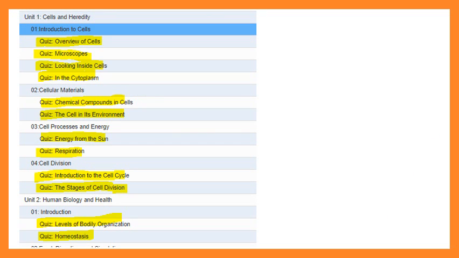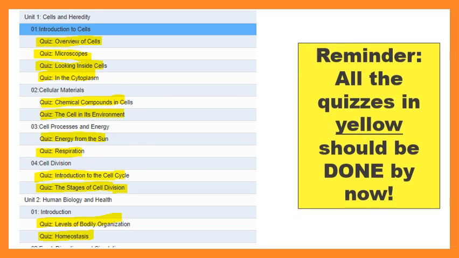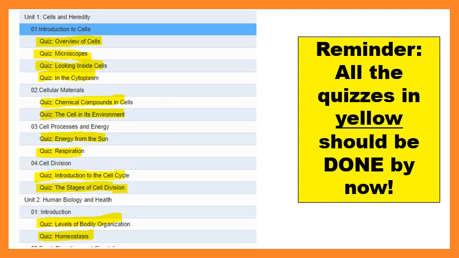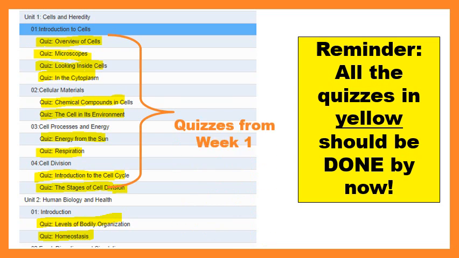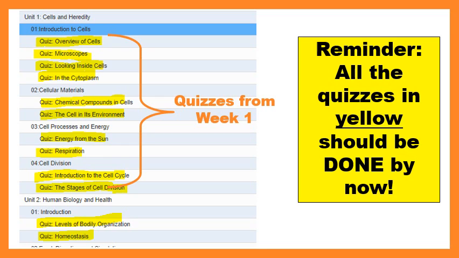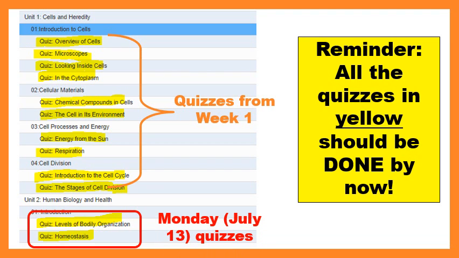All right, speaking of quizzes, all of the quizzes in yellow should be done by now. And if you look at this and you're panicking, don't. This is the work from week 1. Remember that there are 2 quizzes per day, 5 days of classes. 5 times 2 is 10, so 10 per week. And this is what we worked on Monday, which was July 13th. So please try to keep up on this, because it is really overwhelming if you try to sit down and do like 10, 12 quizzes at once.